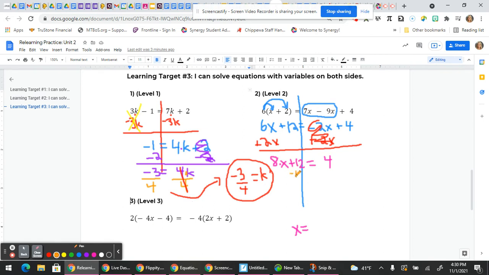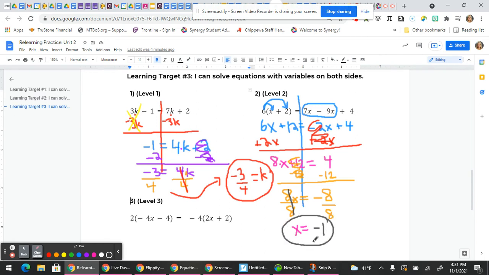I'm going to subtract 12 on the left, which means I've got to pass through the equal sign. I'm going to come over and subtract 12 on the right. Now my 12s cancel. That's what we're hoping for. So we've got an 8x left, which is now balancing with 4 minus 12, which is a negative 8. So my last step says to undo this multiplying by 8. Let's go ahead and divide by 8 on the left, divide by 8 on the right. 8x divided by 8 does turn out to be 1x, which is x, and negative 8 divided by 8 is negative 1.